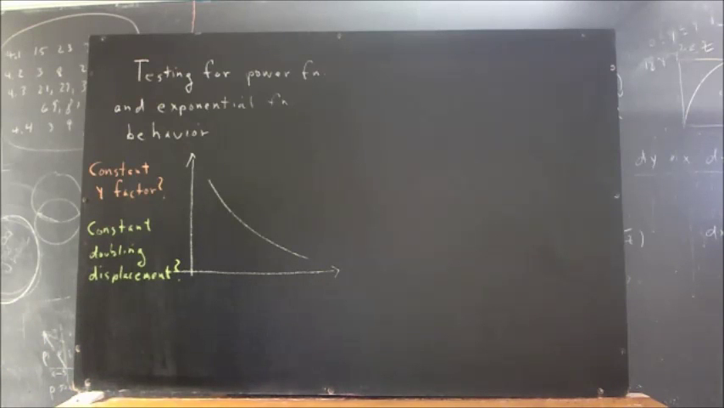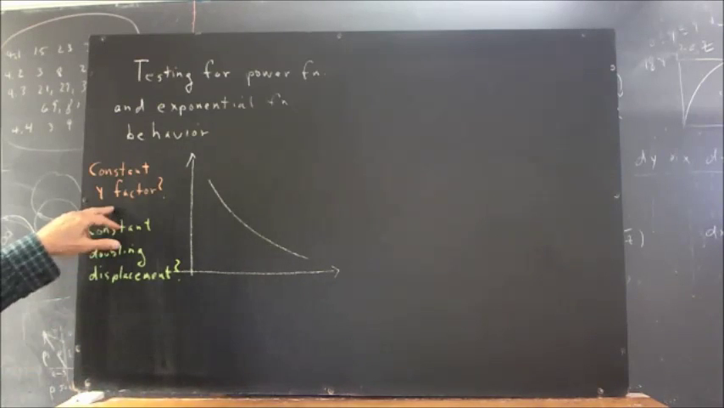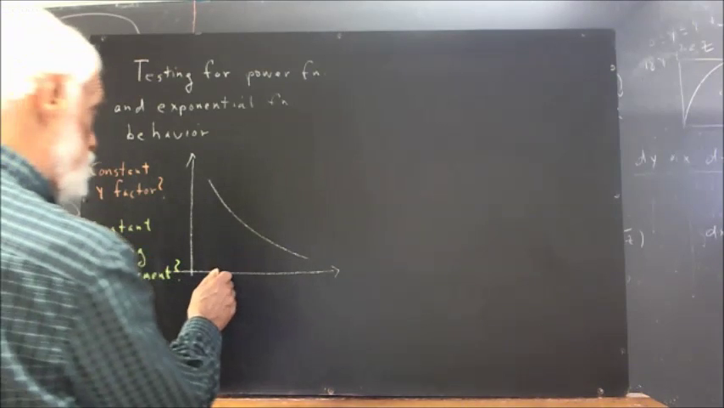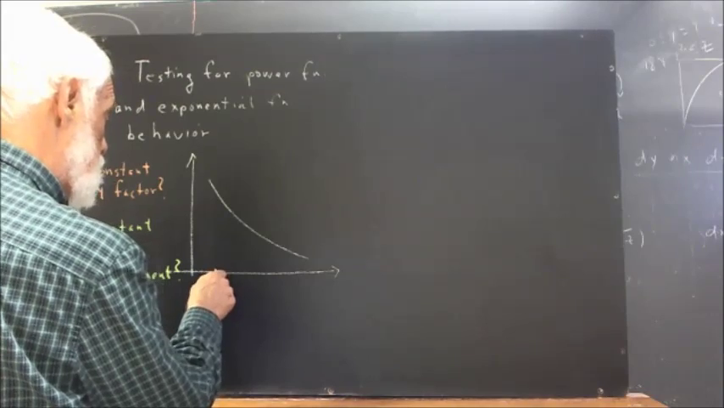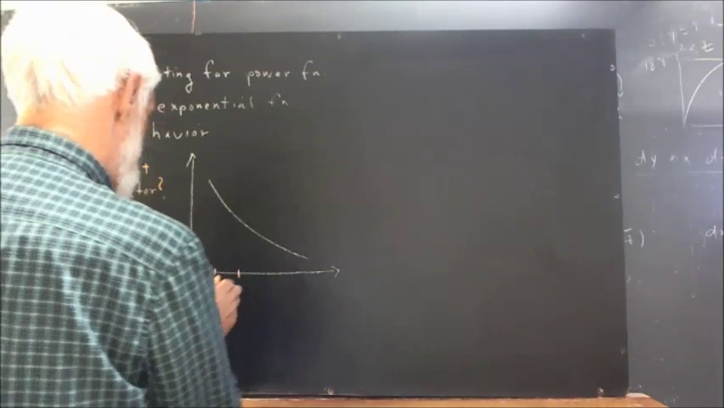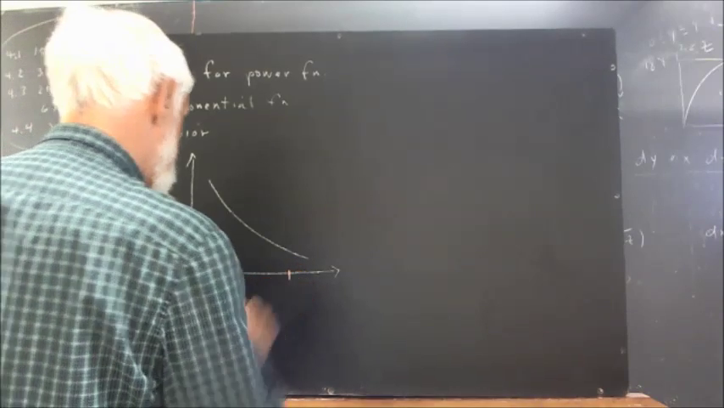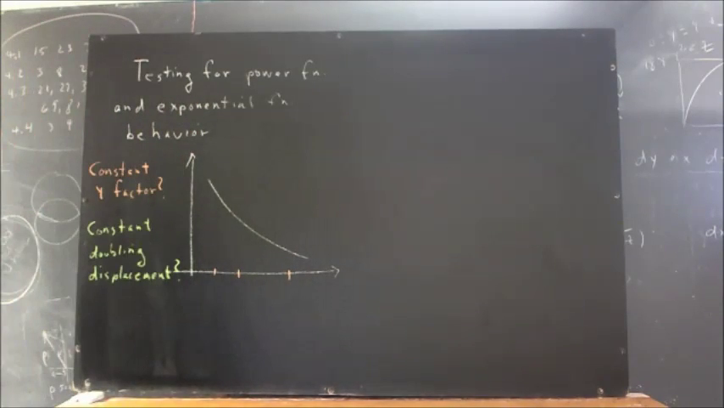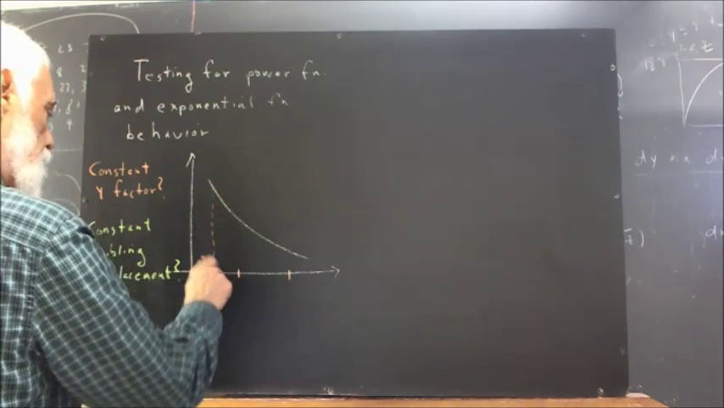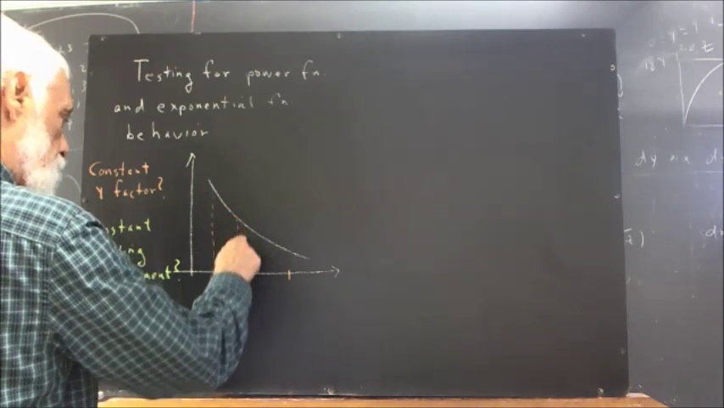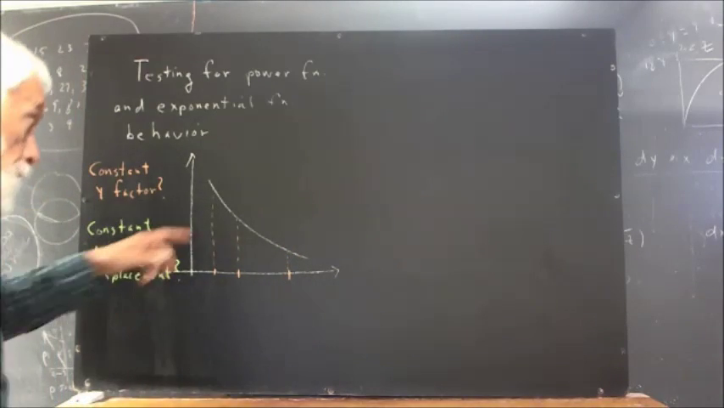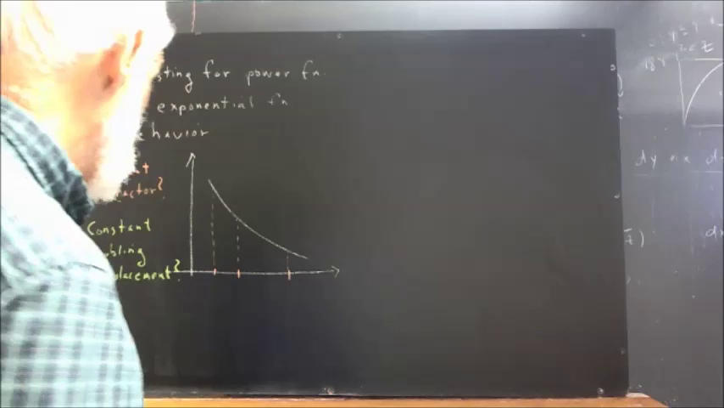Okay, so do we have a constant y factor? In order to test for the y factor, we create a sequence of doubling x values. Let's see, if we double that, we get out to here. Then we see if y changes by the same factor between any two given x values. Now the y values correspond to the lengths of these dotted lines.